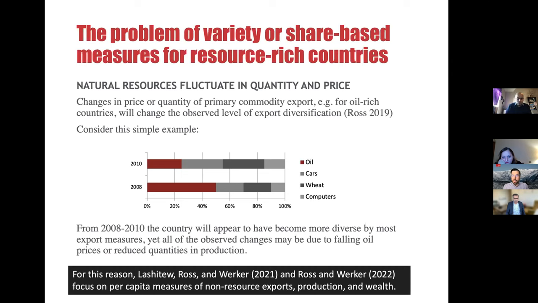So in the two papers I'll describe, one is with Adisu Lashitu, who's at McMaster University now in the Brookings, and Michael Ross at UCLA.